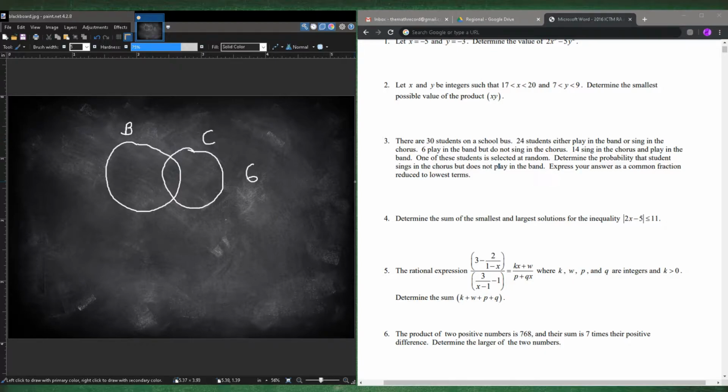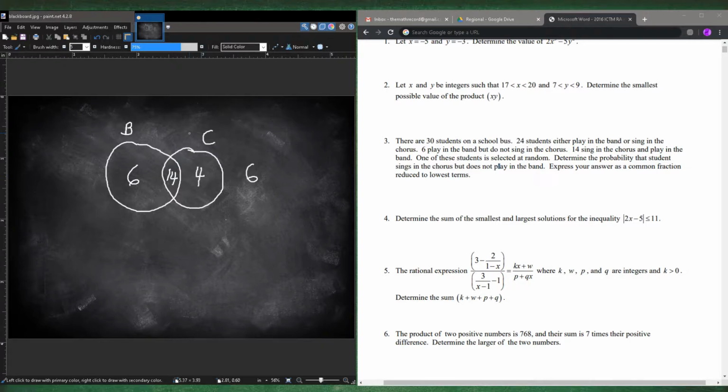6 play in the band but do not sing in the chorus. So 6 are in the band but not in the chorus. 14 sing in the chorus and play in the band. So there's 14 inside here. And so whatever's left, all these numbers have to add to 30. So 14 plus 6 is 20, 20 plus 6 is 26. So 30 minus 26 is 4.